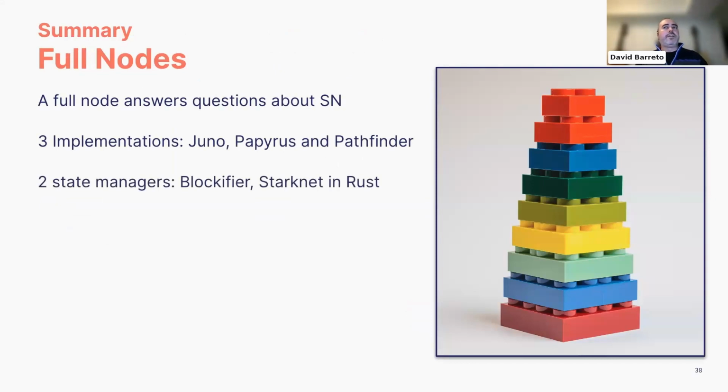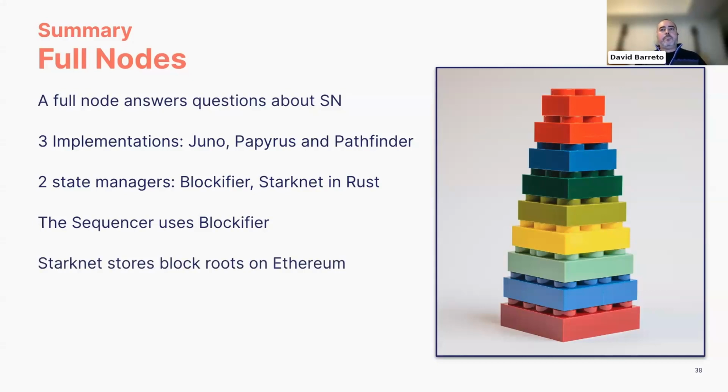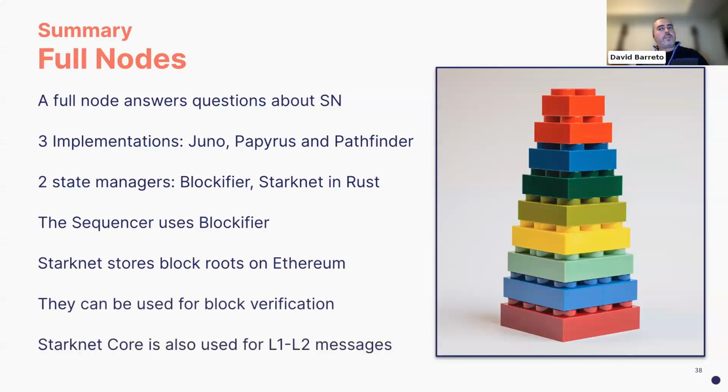We have 2 state managers, Blockifier and Starknet in Rust, and both the full node and the sequencer have a state manager. The sequencer in particular uses Blockifier, which is the one created by Starkware. Starknet stores block roots on Ethereum, as I mentioned on the Starknet core, and they can be used for block verification. And Starknet core is also used for sending messages between layer 1 and layer 2.